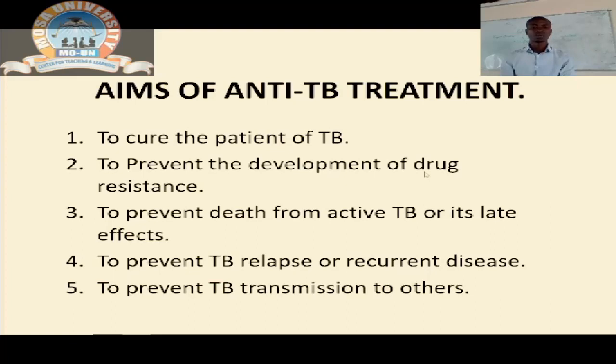The next point is to prevent death from active TB. The other aim is to prevent TB relapse, which is the most common in TB patients. They have a tendency of not taking medication, so they usually undergo TB relapse. TB comes back. The other aim is to prevent the transmission of tuberculosis to other patients.